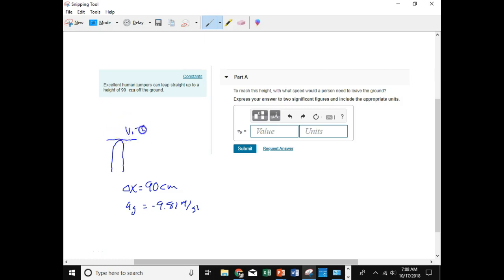I'm going to ask you at the very top, the final velocity is equal to 0. So how does that help you? Well, you know final velocity is equal to 0 down here. To reach this height, with what speed would the person need to leave the ground? It is asking for initial velocity. So really the only one that's not given to you is t. So you're going to use that same equation, vf squared is equal to vi squared plus 2a delta x, and solve it again for vi squared.